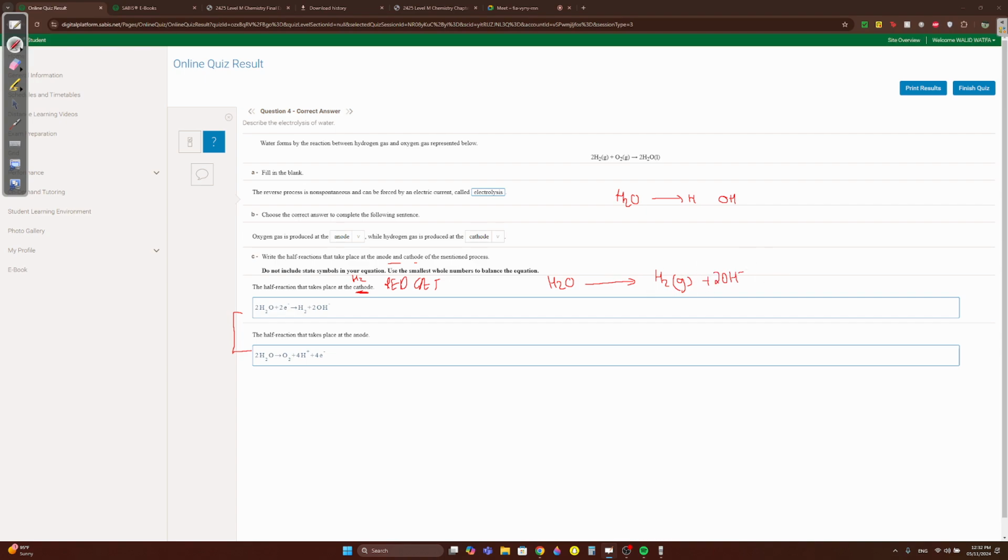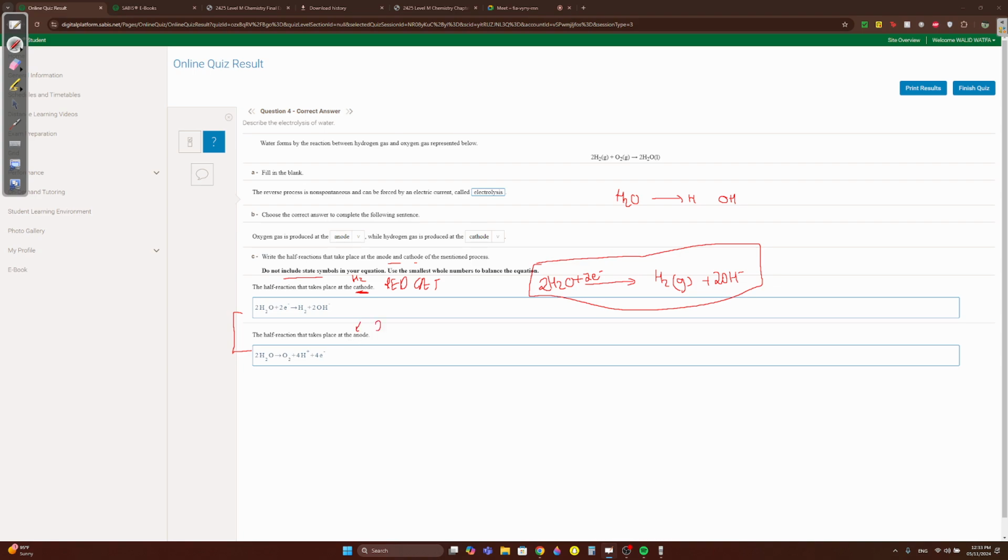To balance this, you put the 2 here, so you have 1, 2, 3. You have to put the 2 here. Since you have 2 minus here, you need to put what? 2e minus over here. This is how you balance it. And they didn't say state symbols, so this is your reaction.